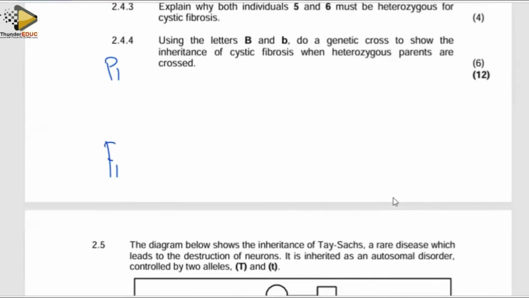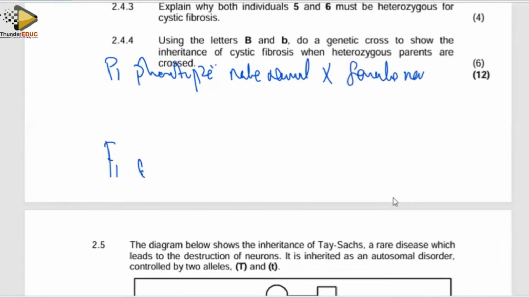Then you tell me the phenotype. You don't forget this phenotype. Then the last one is phenotype. Then that were male, normal male without cystic fibrosis, crossed with female, normal without cystic fibrosis. Don't want to write all that here, but you must write it, for example.